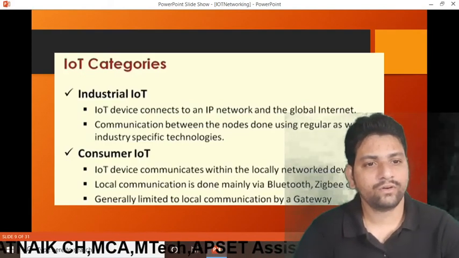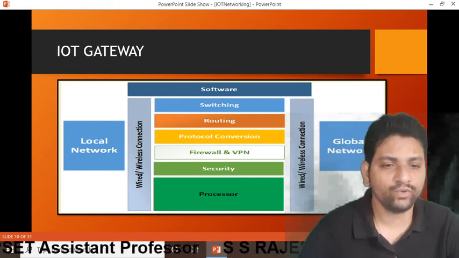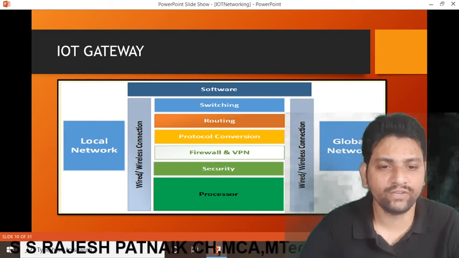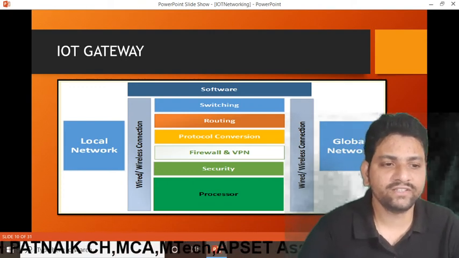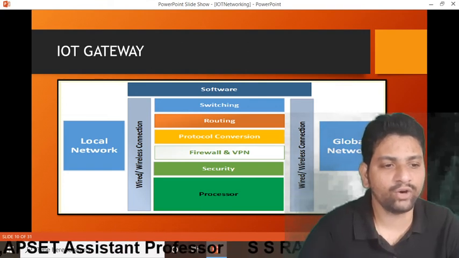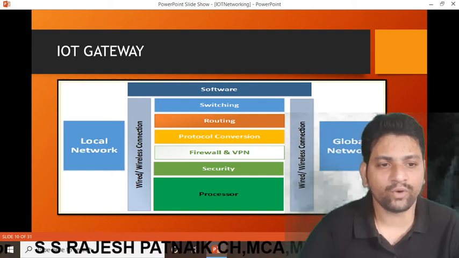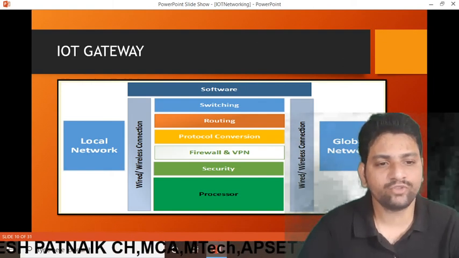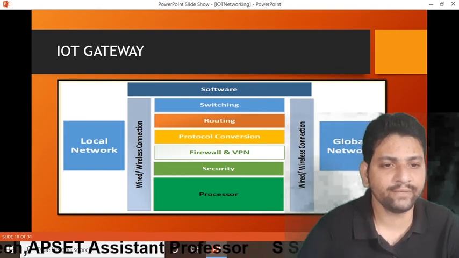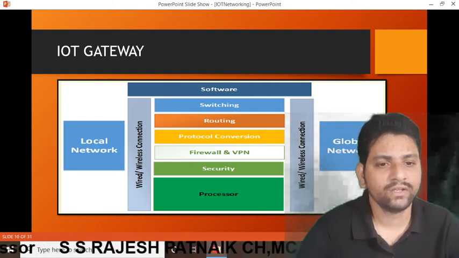Okay, so now we are going to understand the next topic, that is IoT gateways. This is the basic architecture of IoT gateways. On the left hand side there is a local area network, and on the right side we have a global area network. We know that a gateway provides different types of protocols which are used to convert one data type to another data type, and the data will be passed through the router.